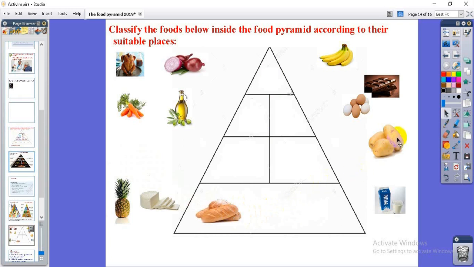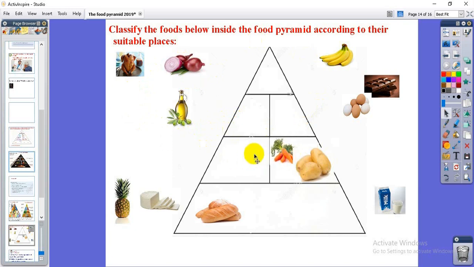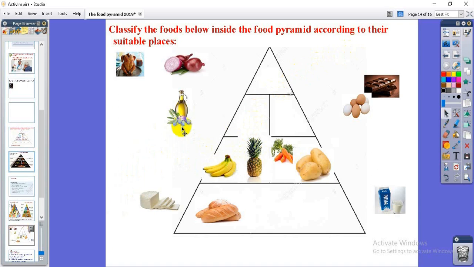Do you think there's something else that we should put right here? Well, some say that potato, because it's rich in starch, we can put it here too. But it is preferable to be placed in the vegetables part. Now, do you see any other vegetable here? Excellent, we have the carrots. And what else can we put right here? Can we put the olive oil? No. Now what about the banana? It's also a fruit. Excellent.